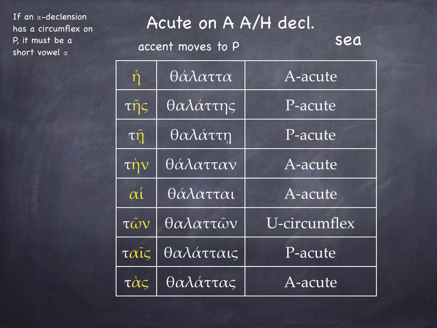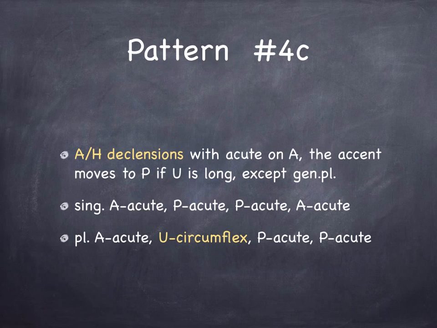Okay, and so what we can see then is that a long ending in the genitive and the dative singular, and in the dative plural and accusative plural, pulls the accent to the penult. And the exception is, of course, the genitive plural, which gets the circumflex on the ultima because of rule number 3. And so pattern 4C then is that the acute on the antepenult will be pulled to the penult if the ultima is long, except in the genitive plural, where rule number 3 kicks in.